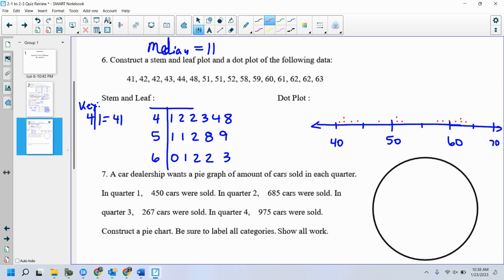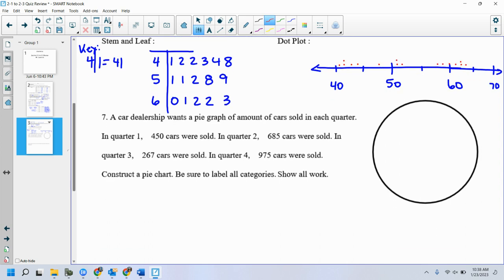Pretty simple then. Let's do a pie chart. A car dealership wants a pie graph of the amount of cars sold in each quarter. In quarter 1, 450 cars were sold. In quarter 2, 600. I should make a table while I'm saying this.